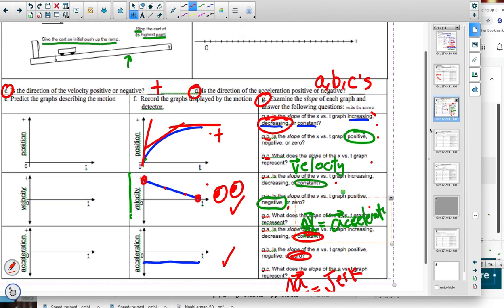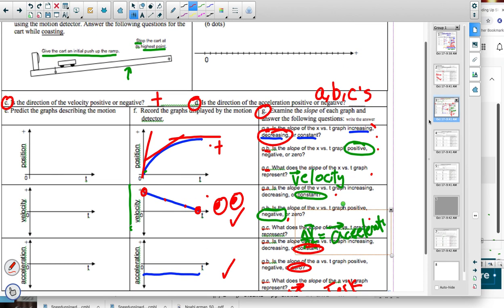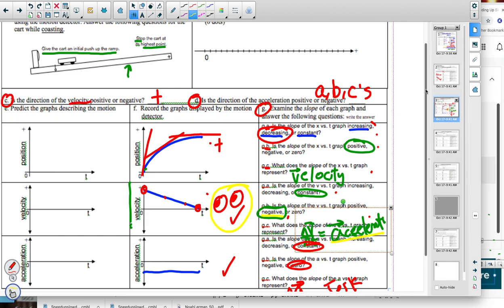Let's go back up here to letters C and D. We already answered C, that the velocity was positive. But what about the acceleration? Well, there are two graphs you can look at to find out about the acceleration. The first thing you can do is look at the slope of your velocity versus time graph. Over here, we said we had a negative acceleration, so the acceleration is negative.